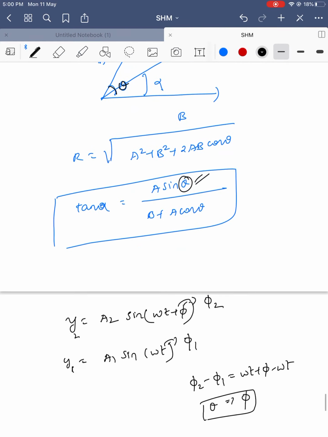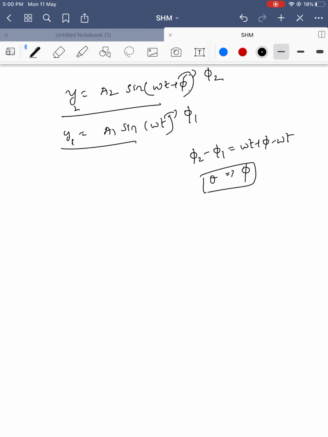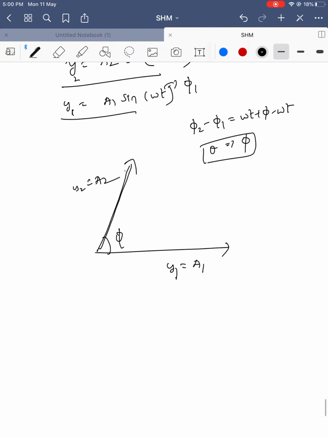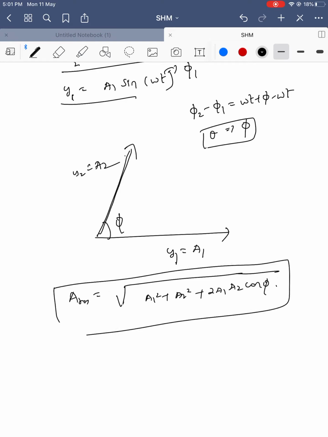Who is dominating here? Is y2 more or y1 more? y2 is more, so the y2 angle is more. So y1 you just keep as horizontal. The amplitude of y1 is a1. The other vector is y2, whose amplitude is a2. How much is the angle between them? Phi. Theta is nothing but phi. Resultant amplitude AR is equal to square root of a1 square plus a2 square plus 2 a1 a2 cos phi. So you get the resultant amplitude of these two SHMs.